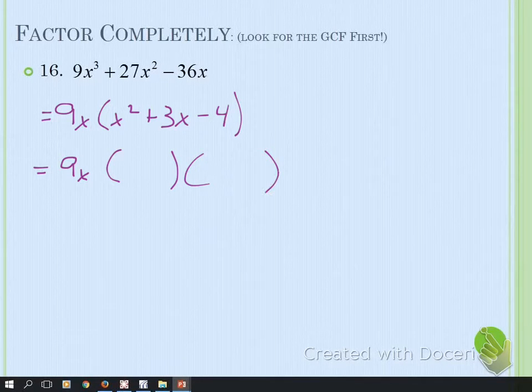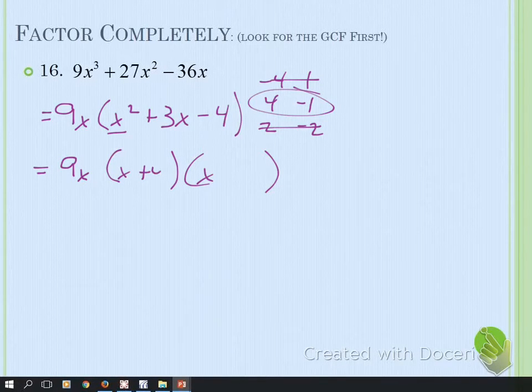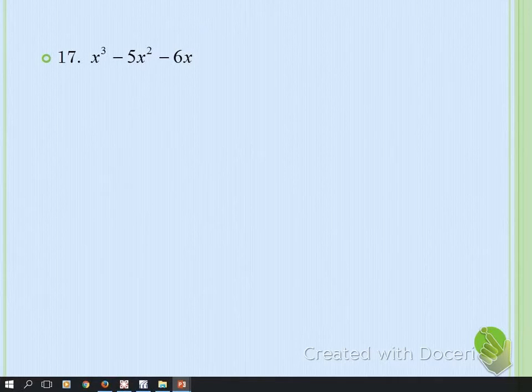Create your two sets of binomials. Factor the first term into x and x. The last term, negative 4, can go negative 4, 1, 4, negative 1, 2, and negative 2. Which one adds to positive 3? Not that one, but this one. So we go plus 4, minus 1. Okay? Keep going.